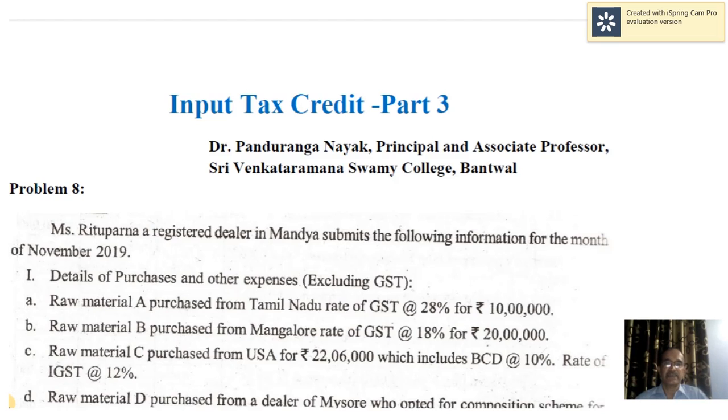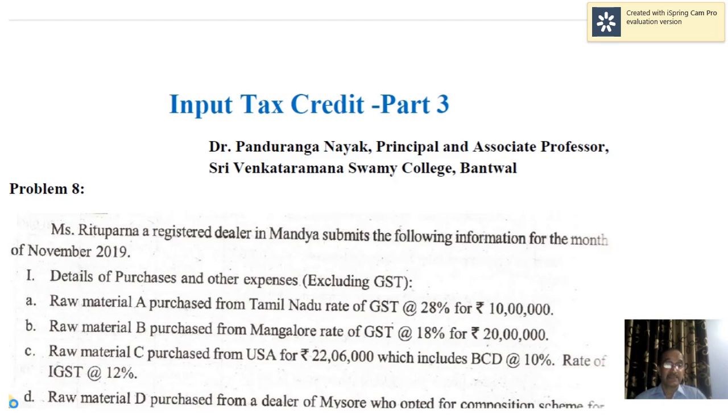Input tax credit of IGST must be fully exhausted before applying or utilizing CGST input tax credit and SGST input tax credit. So first, IGST input tax credit must be exhausted. After that, input tax credit of CGST must be utilized towards CGST output tax. If there is any surplus, that can be utilized for paying IGST output tax in that order.